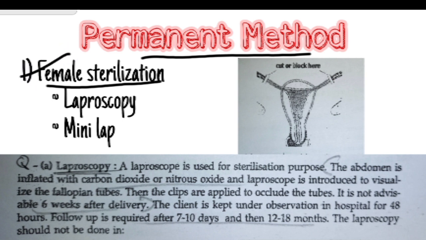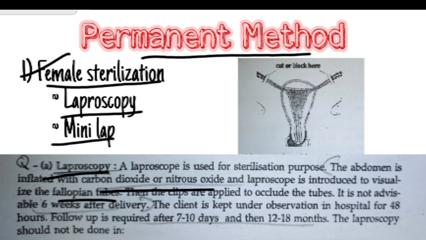In female sterilization, we will see what methods are present for a female to undergo permanent family planning. In female sterilization, we have two types, that is laparoscopy and mini lap. First, laparoscopy. In this procedure, first they will inflate, in the sense they will insert gas into the reproductive system, that is carbon dioxide and nitrous oxide, and after that a camera will be inserted inside the reproductive system to see the condition of the fallopian tubes, how they are present and where the operation should be performed.